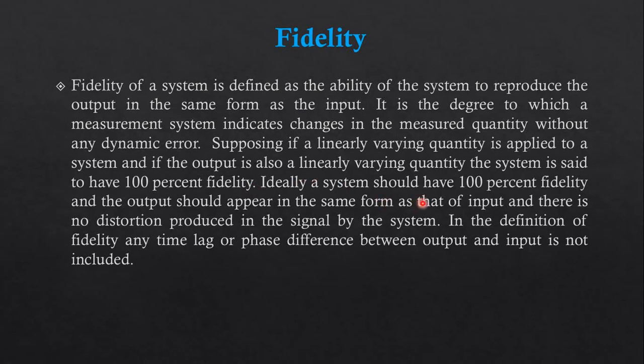Ideally, a system should have 100% fidelity and the output should appear in the same form as that of the input, and there is no distortion produced in the signal by the system. So whenever we change our input, there is no disturbance created by the system inside our signal. Whenever we change our input signal, our output signal needs to change. That's why we can call it 100% fidelity. In the definition of fidelity, any time lag or phase difference between output and input is not included.